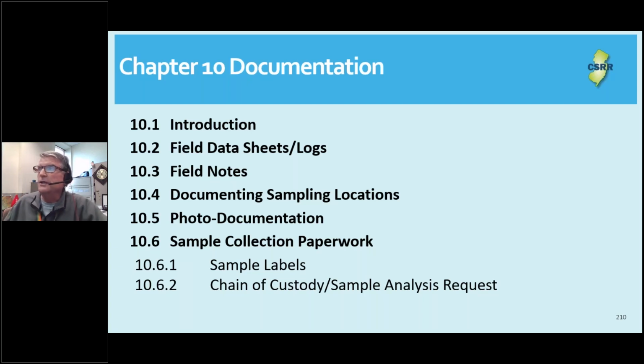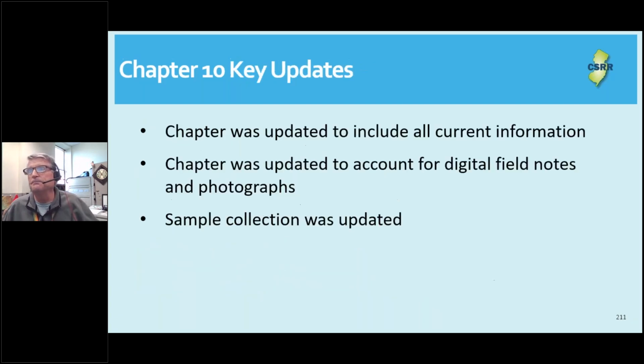These are the subsections in Chapter 10 that we're going to discuss. A brief introduction, which talks about the importance of documentation for the remedial strategy, field data sheets and logs, and field notes, both of which are different from each other and have different purposes. A section on documenting sampling locations and photo documentation, and the current state of sample collection paperwork, sample labels, chain of custodies, and sample analysis requests.